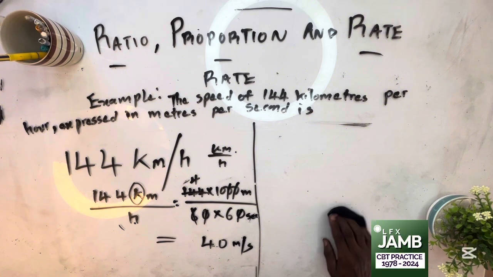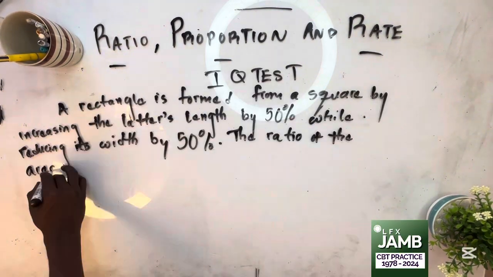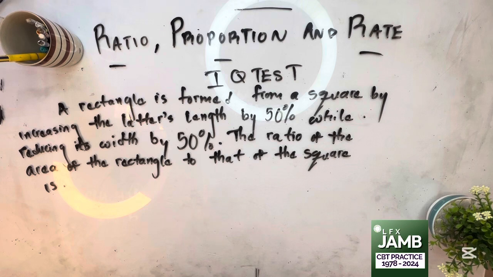So let me quickly give you an IQ test. A rectangle is formed from a square by increasing the latter's length by 50% while reducing its width by 50%. The ratio of the area of the rectangle to that of the square is, solve it and drop your answer in the comment section.